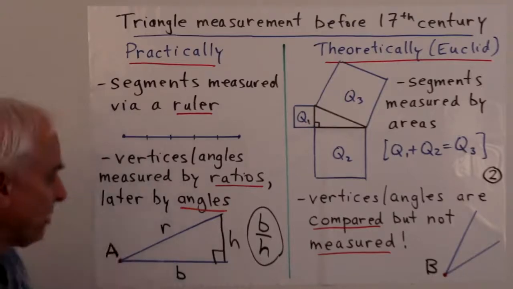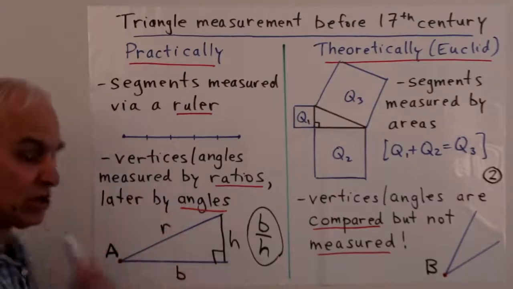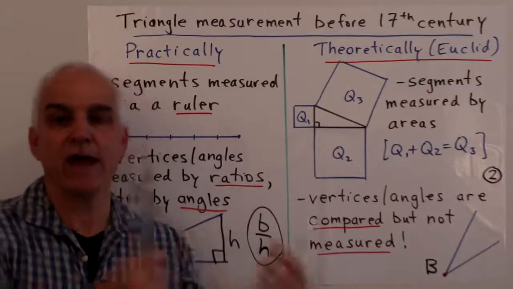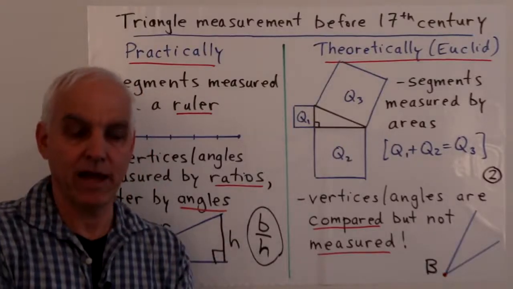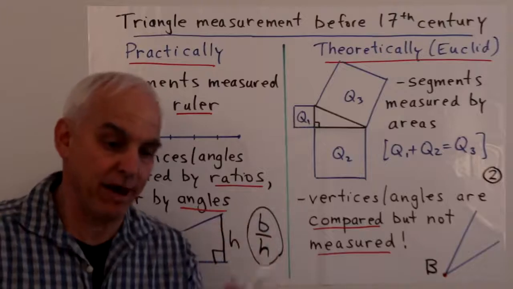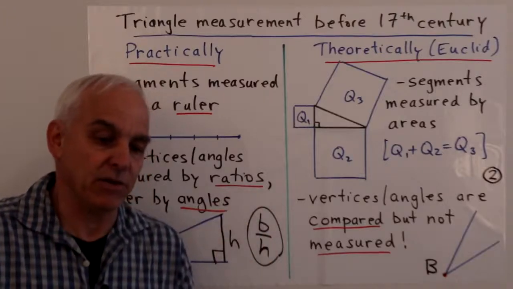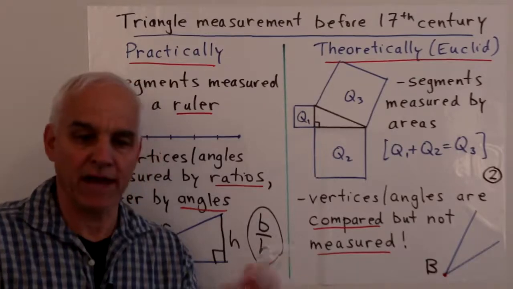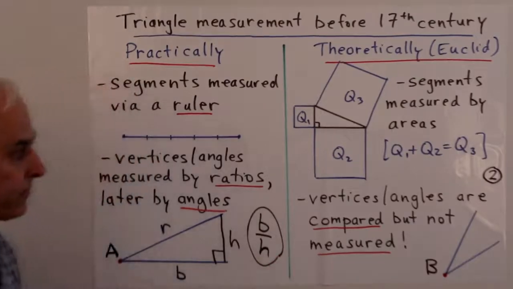So this is a measurement of the relative positions of these 2 lines, which is ratio-based and not angle-based. Okay, and it actually precedes by at least 1,500, probably 2,000 years, the angle-based story that came much later.